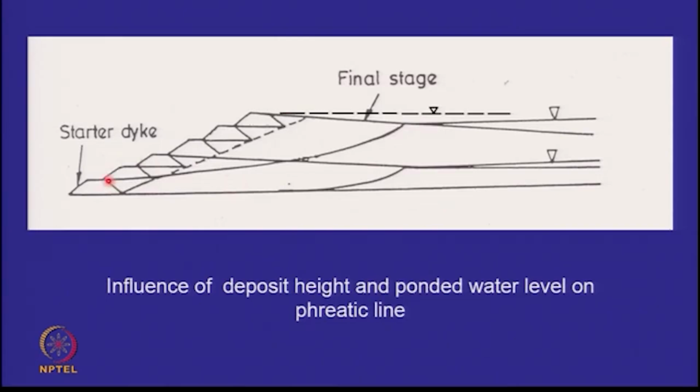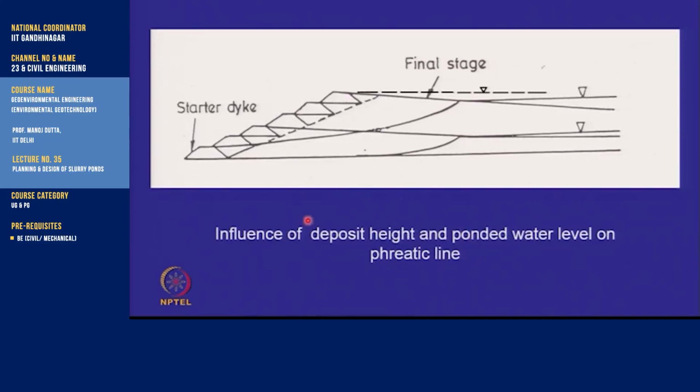So there's two issues here. If the water was high here, it is still a small height dam. But if it is high here, this is a 20-meter high dam with the water very close to the top, and the phreatic line will give you a wet toe. So that can cause issues. So height of the deposit and the ponded water level are the two critical conditions.